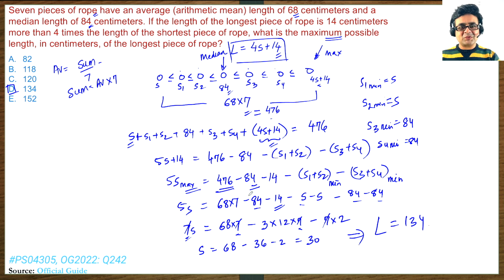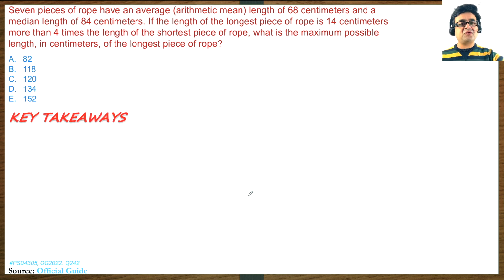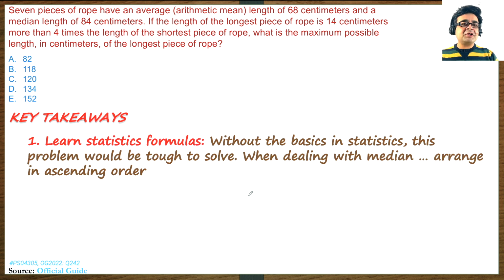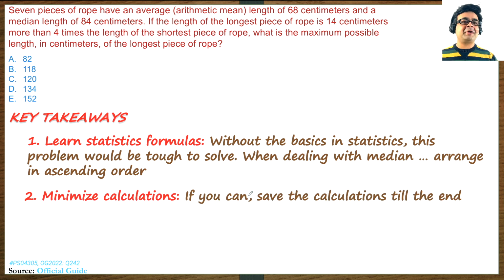So in terms of key takeaways for this particular problem, the first thing you have to do is learn statistics formulas. If you are not aware of statistics formulas, then this problem would be very tough to solve. And also, when you see the median, always try to arrange them in ascending order. Any order is fine. Ascending order is more preferred and recommended because our mind is primed to think from left to right in ascending order. Second, there is a way to minimize calculations.